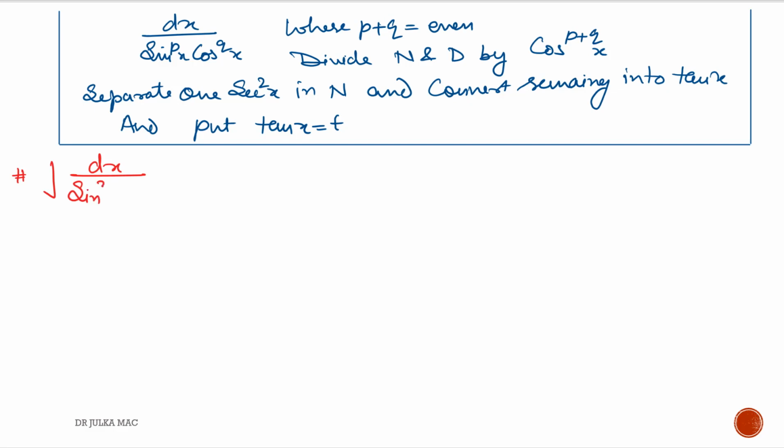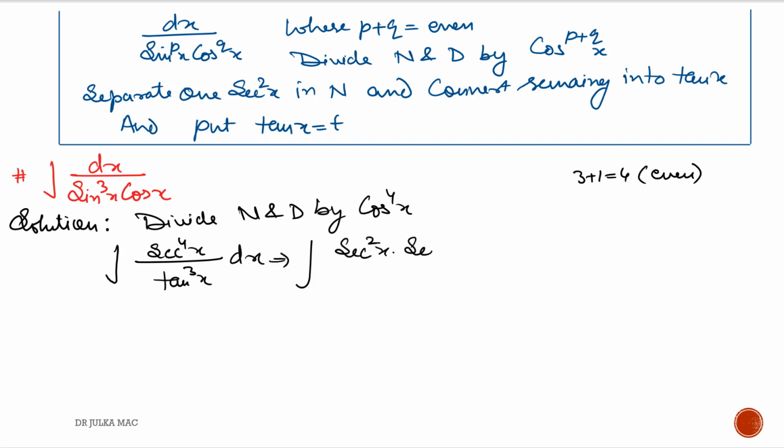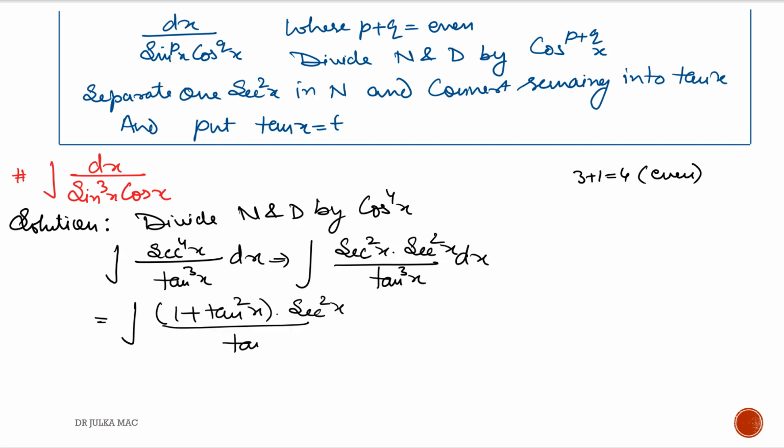We have integration of dx divided by sine cube x into cos x. Now p is 3 and q is 1. So p plus q equals 4, which is even. So divide numerator and denominator both by cos to the power 4 x. And we have sec to the power 4 x dx in the numerator, and in the denominator we have tan cube x. Now separate 1 sec square x in the numerator and the remaining sec square x is converted into tan square x, which is 1 plus tan square x. Now put tan x equals t.